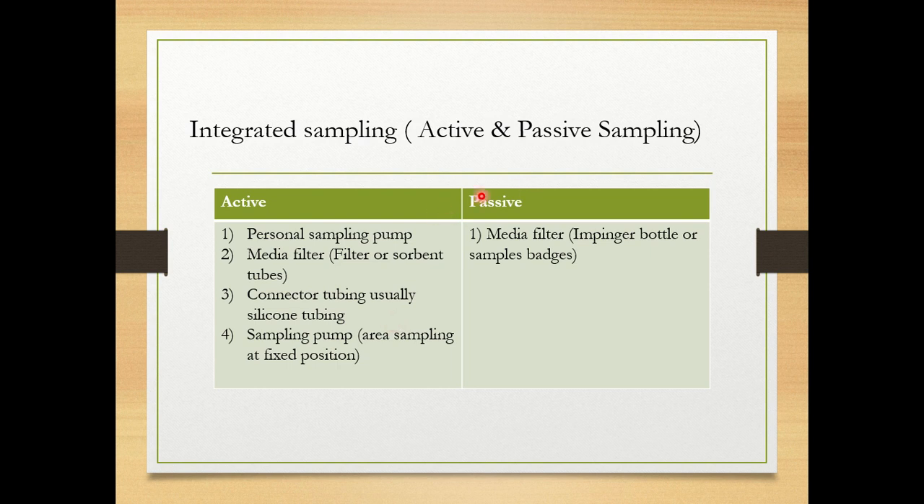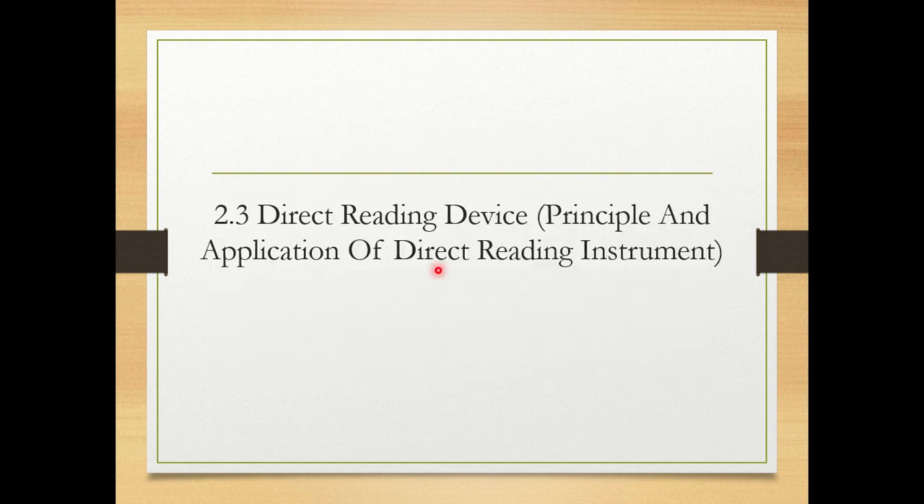Okay, for passive, you will have media such as an impinger bottle or sample badges. Okay, you can Google it, how an impinger bottle or sample badges look. And for both of these instruments, you need to take the sampler or medium to the laboratory for analysis. This is on the integrated sampling, different from the direct reading.